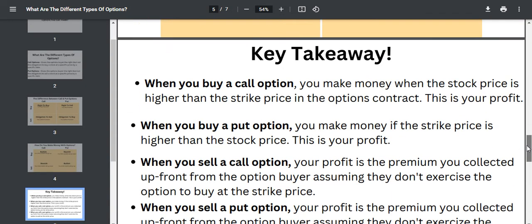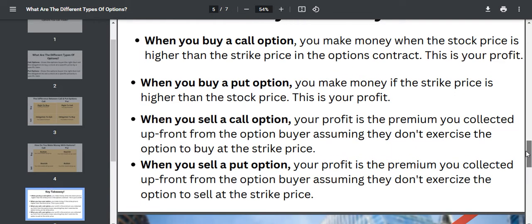So let's just wrap this up. So here's the key takeaway. When you buy a call option, you make money when the stock price is higher than the strike price in the options contract. This is your profit. When you buy a put option, you make money if the strike price is higher than the stock price. This is your profit.